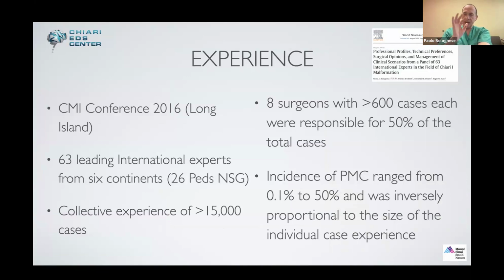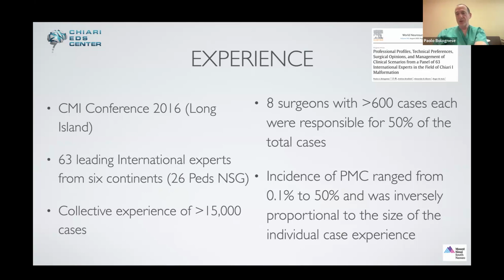And this came out for the first time in earnest at a conference in 2016, which was held here on Long Island. There were 85 participants, multidisciplinary, from 5 continents, and 63 leading experts were polled about what they do, what their profile is, what they do in the surgery, et cetera. This poll generated 2 articles which were published in World Neurosurgery. Collective experience was 15,000 surgical cases.